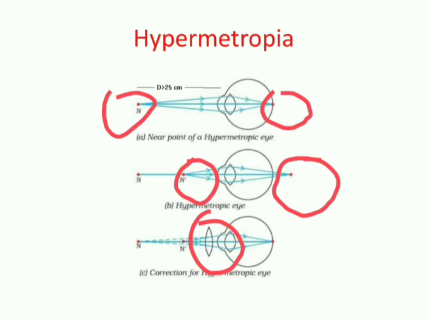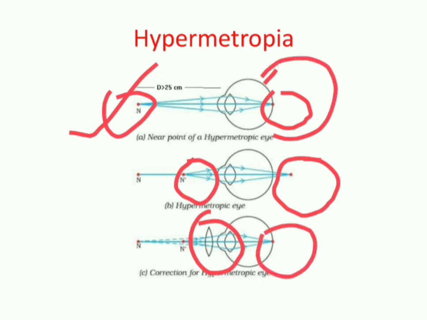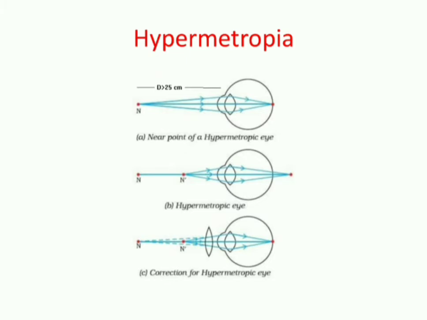Again I repeat, if object is at 25 centimeter, image is formed at N. We know whenever image is formed at N in the first case, the final image is on retina. So here also the final image is on retina. So this is how you can correct the defect by using this convex lens or a converging lens.